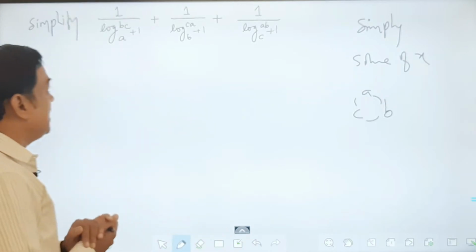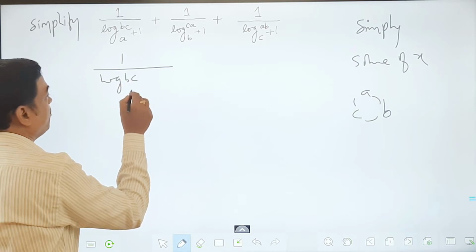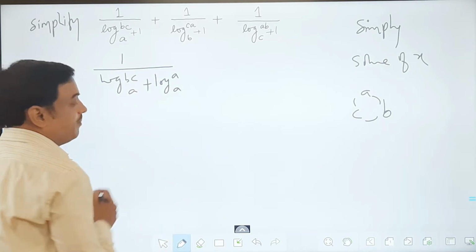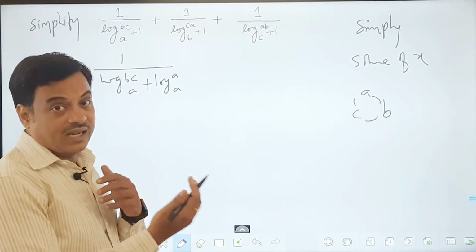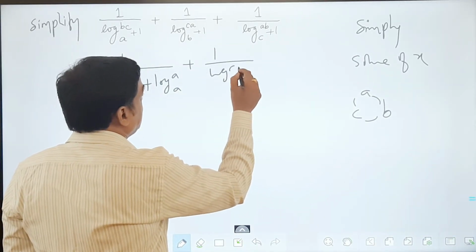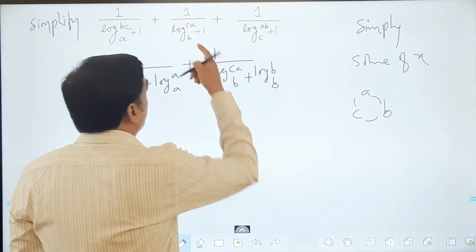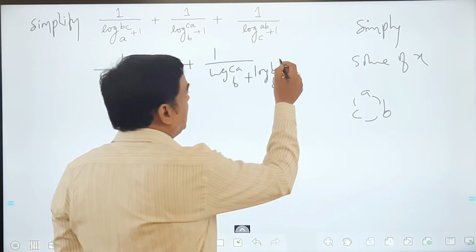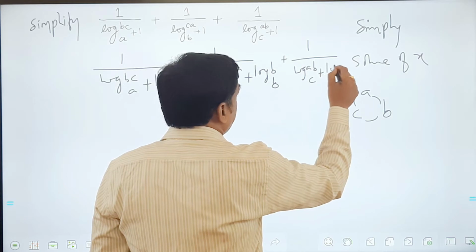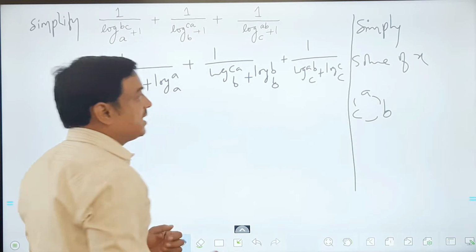Fair? Now, in order to simplify this, I can write the same thing as log BC base A plus, I can write 1 as log A base A. You know the rules: 1 can be written as log n base n or log m base m. Then 1 by log CA base B plus, the 1 can be written as log B base B. And finally, 1 by log AB base C plus log C base C is what you get here in this case. Fair?